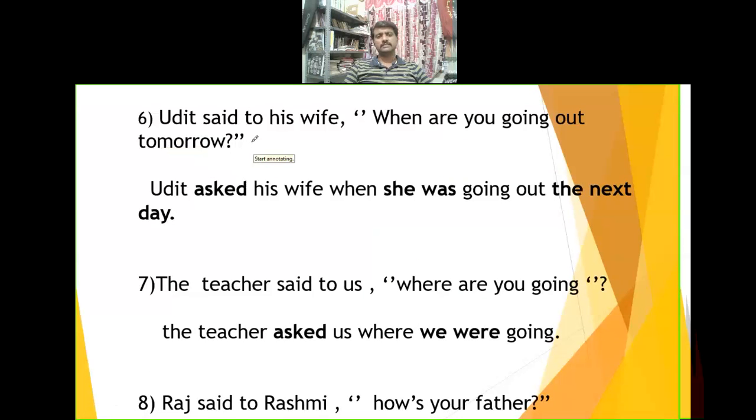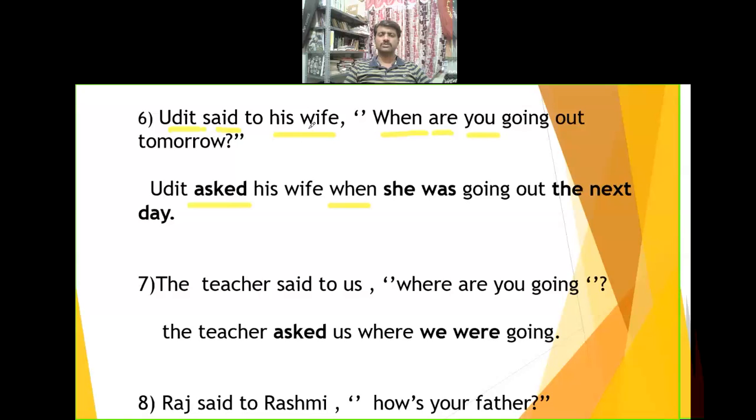Udit said to his wife, "When are you going out tomorrow?" Udit is saying to his wife, "When are you going out tomorrow?" Udit asked. First, the reporting verb we have to use. Instead of said, what should we put? Asked. And the joining clause is when. Use the same word. When are you?